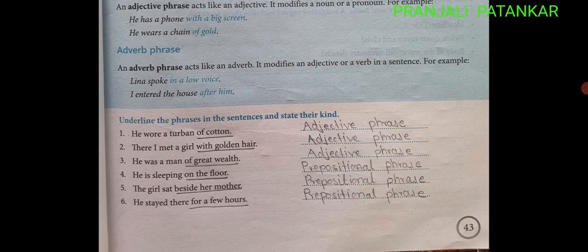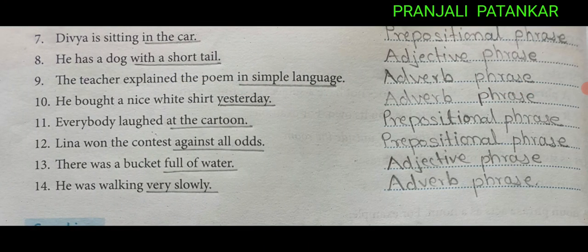Then exercise. Underline the phrases in the sentences and state their kind. First, he wore a turban of cotton. It is adjective phrase. Then second, there I met a girl with golden hair. Adjective phrase. Then he was a man of great wealth. Adjective phrase. Then fourth, he is sleeping on the floor. On the floor, on है तो क्या होगा? Prepositional phrase. Then fifth, the girl sat beside her mother. Again prepositional phrase. Sixth, he stayed there for a few hours. Prepositional phrase.